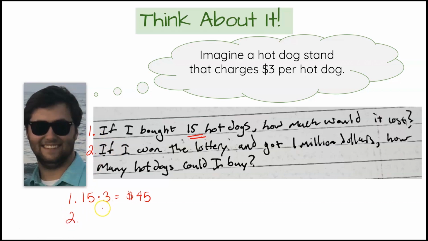My second question was, if I won the lottery and got $1 million, how many hot dogs could I buy? Okay. So how many hot dogs could you buy? Well, if I have $1 million and it's $3 per hot dog, I could do 1 million divided by 3 to figure out how many hot dogs I could buy. That simplifies to 333,333.3 repeating. However, you can't buy a third of a hot dog, so I would just be able to buy 333,333 hot dogs.